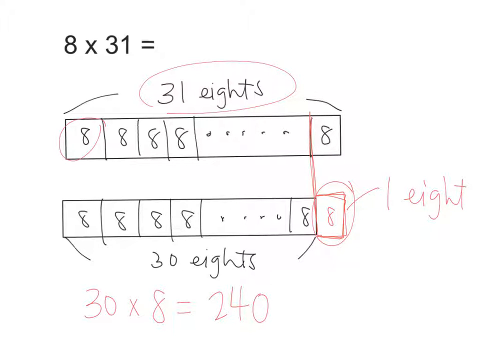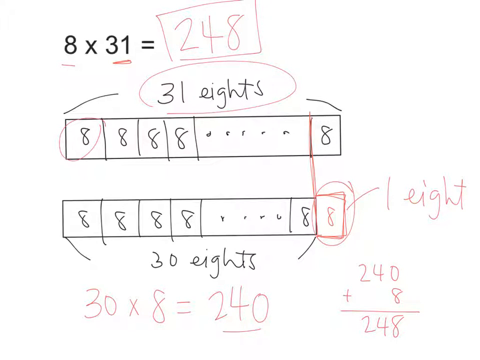8. So all I need to do is I need to do 240, and I need to add how much to it? 1 copy of 8. And so what's 240 plus 8? 248. And so therefore, 8 times 31, when I have 31 copies of 8, is 248. So do you guys see how we drew another tape diagram right underneath, right here, that was easier for us to think about, and we just added or subtracted the difference?